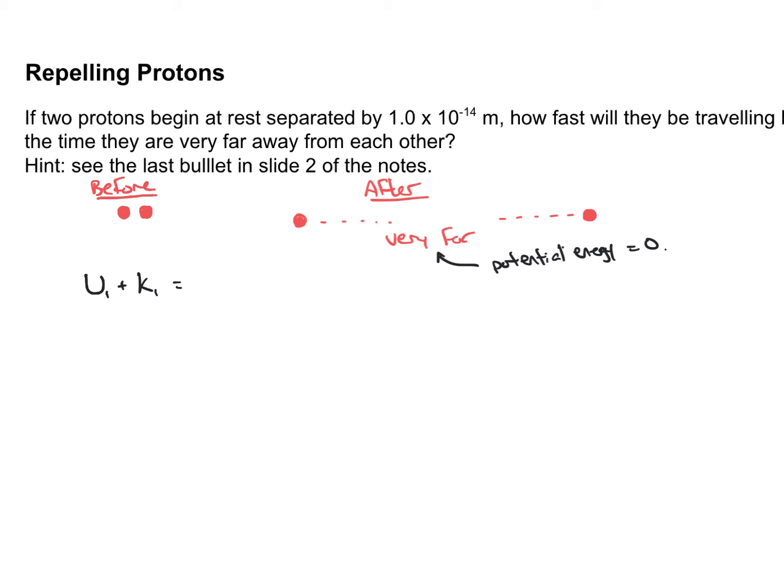So starting mechanical energy will equal ending mechanical energy. Where the potential energy here actually refers to electric potential energy. There's one important assumption to make, and you can make it, which is that gravitational potential energy is negligible.